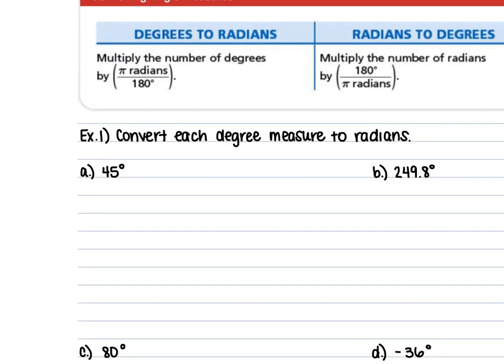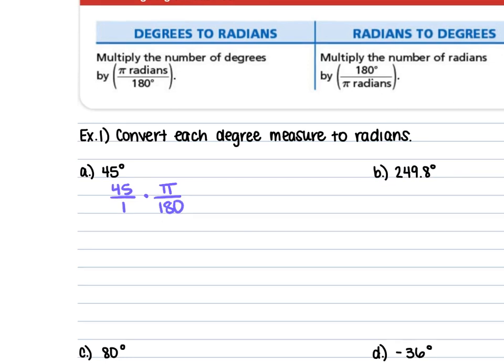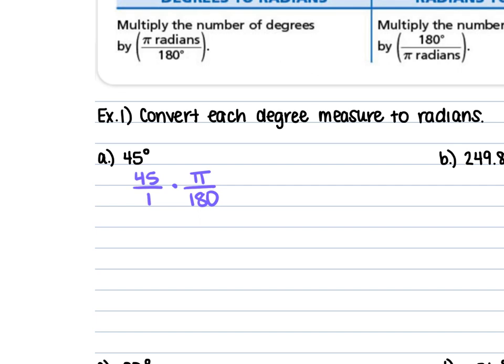So if we look at example 1a, we have 45 degrees. So we're going to take this 45 degrees and turn it into radians. So that's going to be 45 over 1 times pi over 180. Simplify if you can before you multiply. It's going to make your life a lot easier. So the 45 and the 180 are both divisible by 9. The 45 divided by 9 is 5, and then the 180 divided by 9 is 20. You can also divide both of these numbers by 5 to get 1 and 4. So this is just 1 over 1 times pi over 4, which gives us pi over 4 radians.